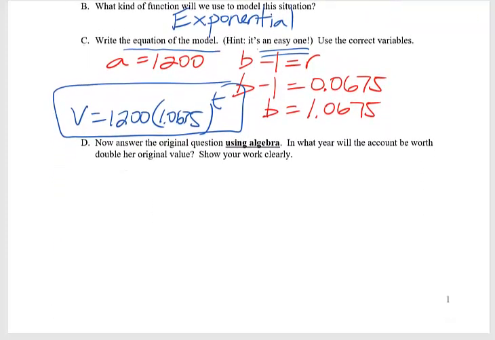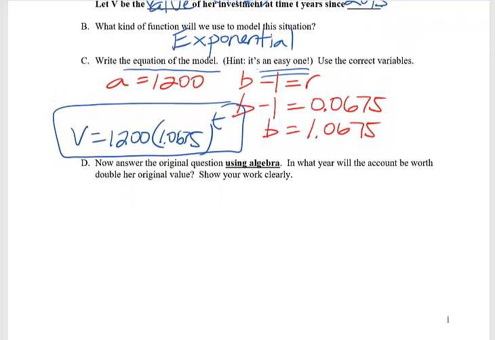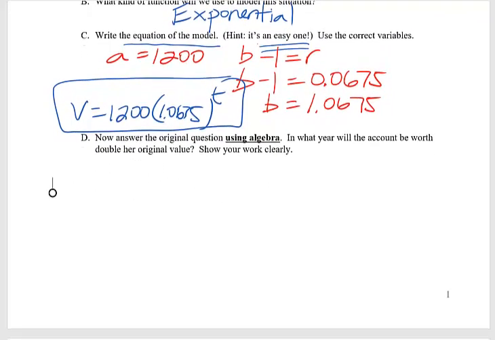It says, let's answer the original question using algebra. The original question was, when is the account going to be worth double her original value? She started with $1,200. Double that would be $2,400. So we're trying to figure out, when is this going to be up to $2,400? Well, I can either plug in a value or I can plug in a time. Clearly here I'm being asked to plug in a value of 2,400.